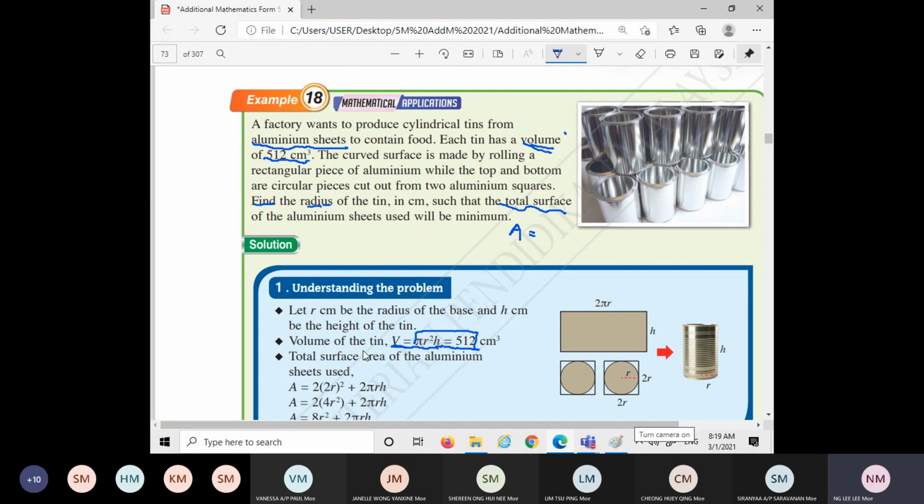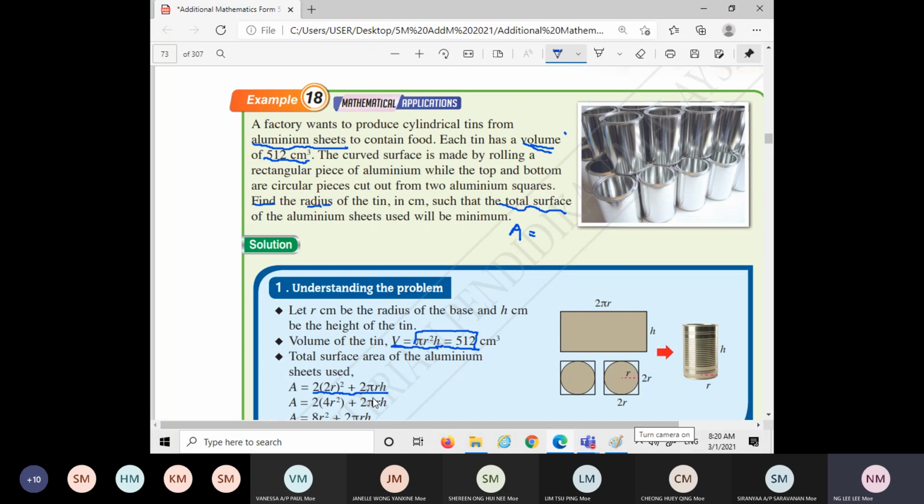Okay, next, total surface area of the aluminium. Okay, this one same thing. If you don't know the formula, then bye-bye. Where to get this? Okay, first part, this one. This 2 is because this is a can. Okay, this is tin. So top also cover, bottom also cover. That's why times 2.